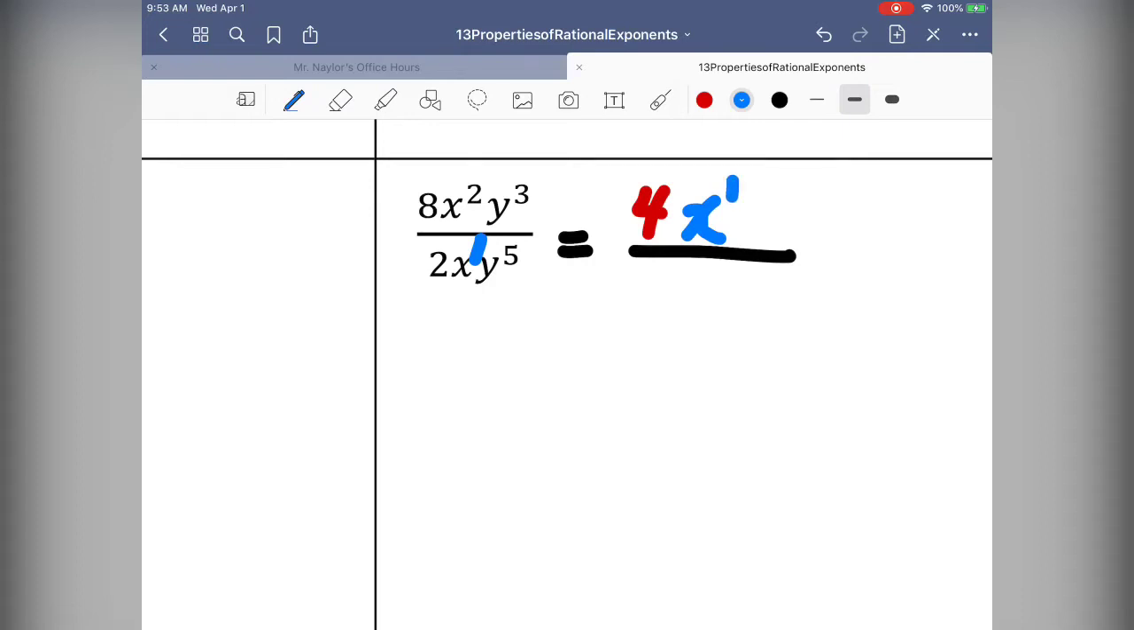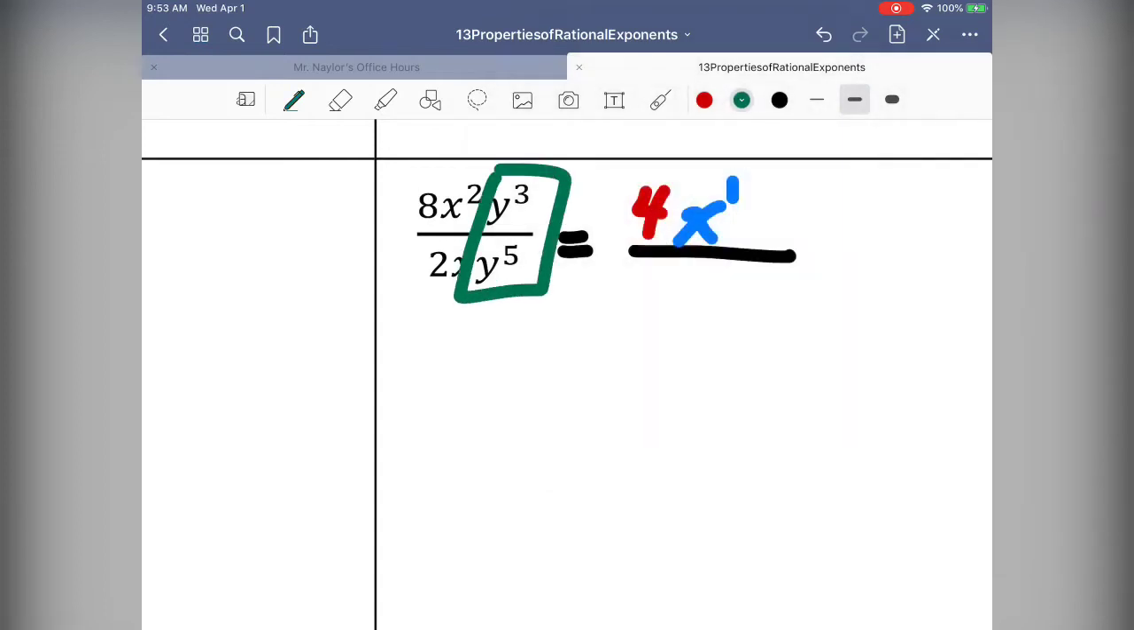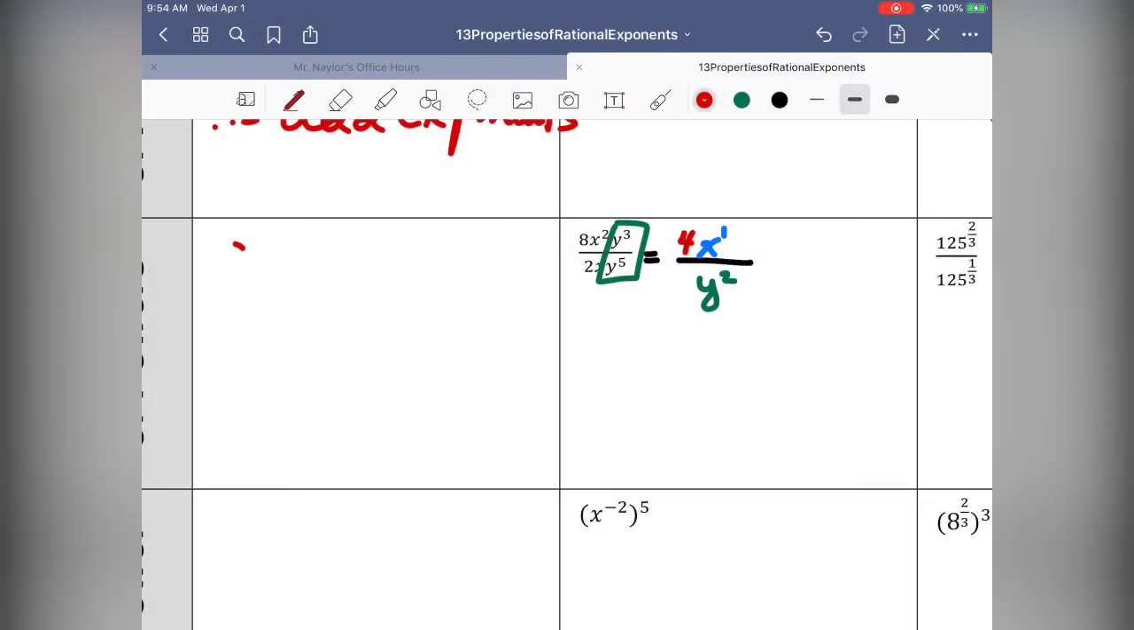Now, because we started with more x in the numerator, we're going to put our answer in the numerator. So again, we have x to the first power. Now, we also have a y that we can subtract. In this case, when you subtract the y's, you end up with a y squared. But again, there's more y in the denominator, so that's why our y squared is going to go in the denominator. So do you see what happened here? We had the same bases. It's actually always the case. You have to have the same base. And we subtracted the exponents.